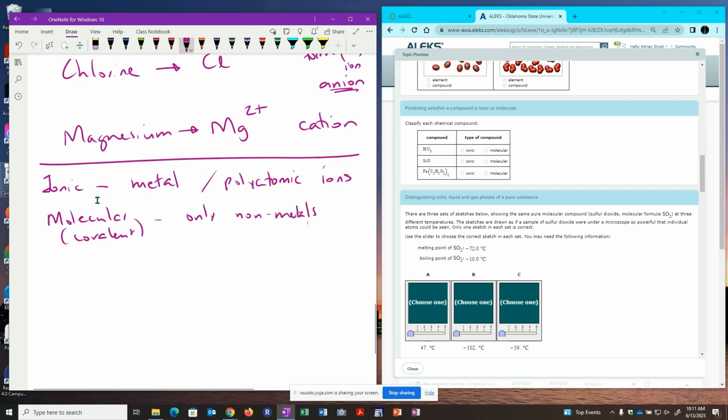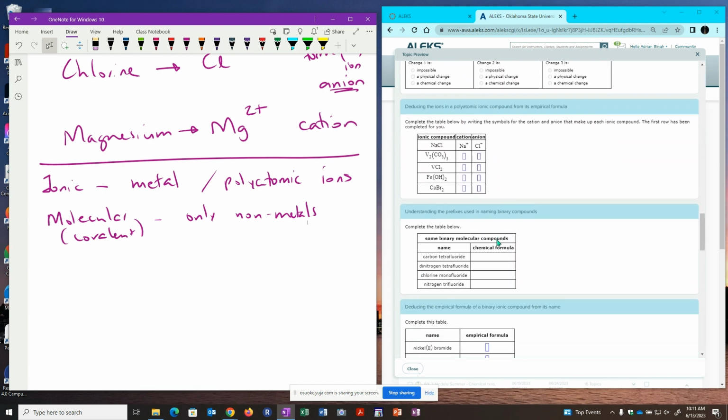So for example, in the first one, you see there's HN3. All of these are nonmetals, and none of these are polyatomic ions, so this would be molecular. And let's look at the third one. You'll see that we have iron in here. Iron is a metal, so that tells us it's going to be ionic. You also see that this thing in parentheses. That tells us it's a polyatomic ion. That confirms that it is ionic as well.